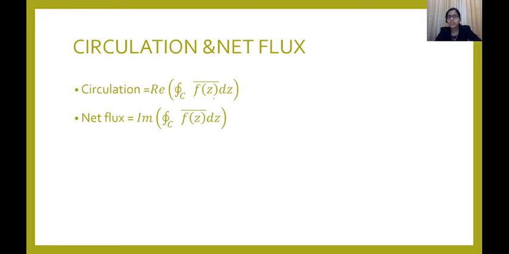Okay, now we know how to determine integral over C of f of z dz. So we just have to determine integral over C of f of z bar dz. So that will be a complex number. The real part of that complex number is called the circulation and the imaginary part is called the net flux. Okay, so just remember this formula: circulation is the real part of integral of f of z bar into dz, and the imaginary part of integral over C of f of z bar into dz gives us the net flux. Okay, so let's just see an example which is given in your textbook.